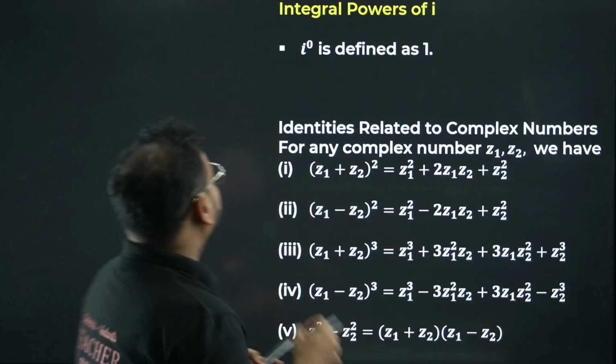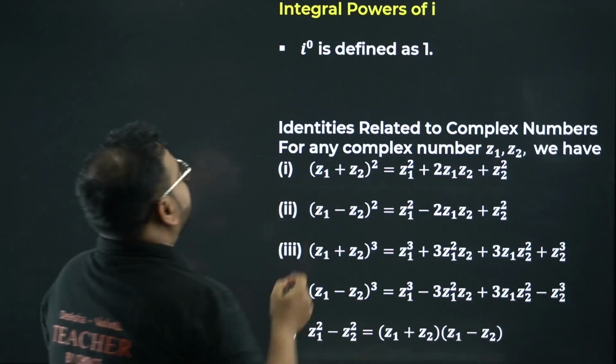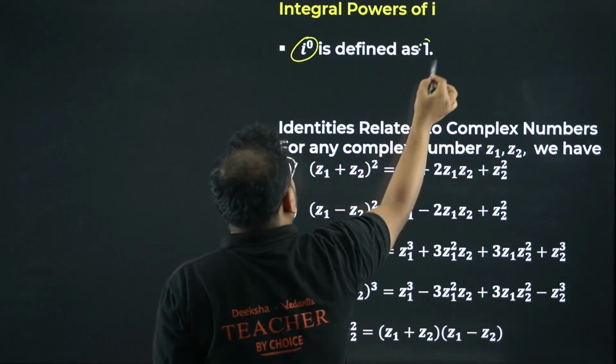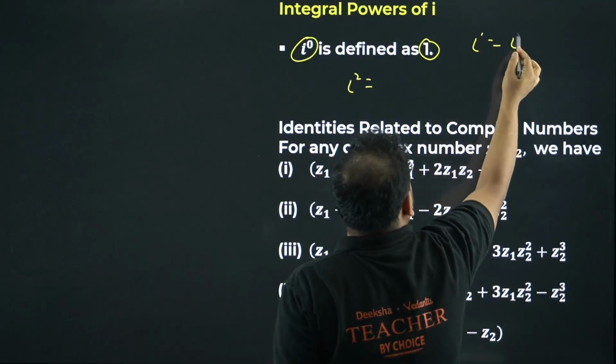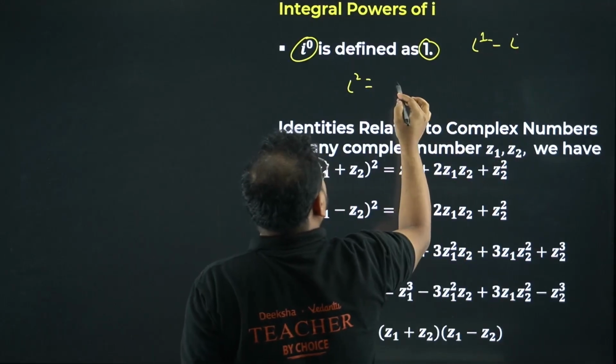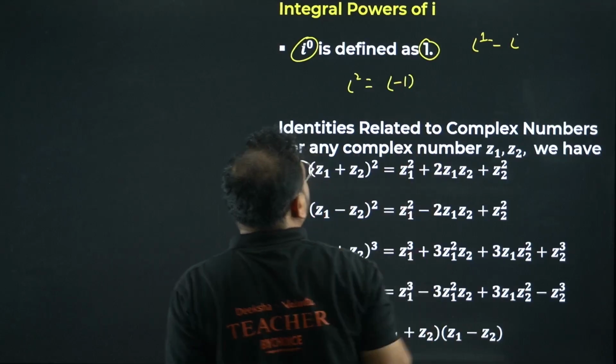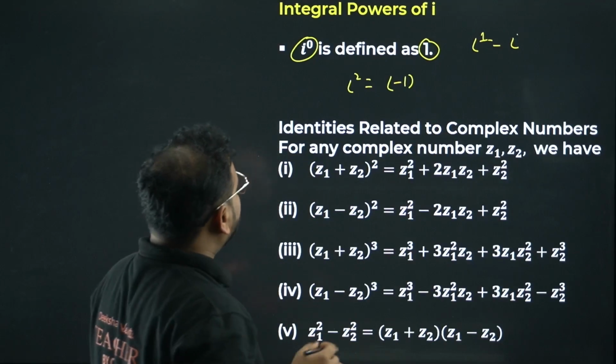Okay, great. Integral power of i, please check. You can write i power 0 as 1. What is i square, sir? i power 1 is simply i only. And i square will become, sir, what? Minus 1, right?